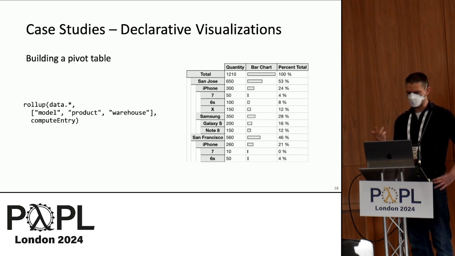I still have to provide this compute entry function, which says, for one element in the final table, what should this look like? Should it have a bar graph? Should it have something else? And so on. And these things are compositional. So I can include sparklines or small embedded graphs like you can do in systems like Tableau and so on and so on.